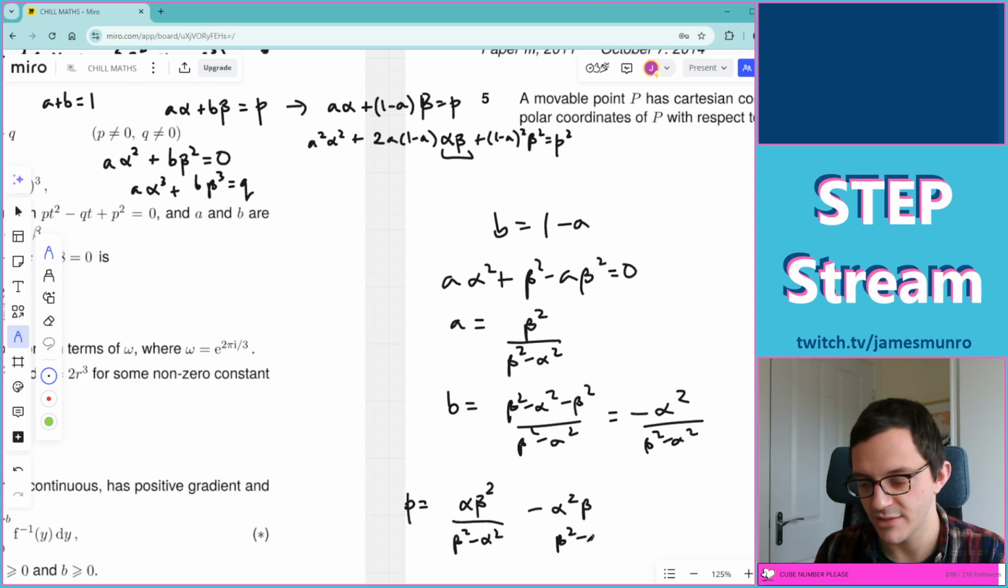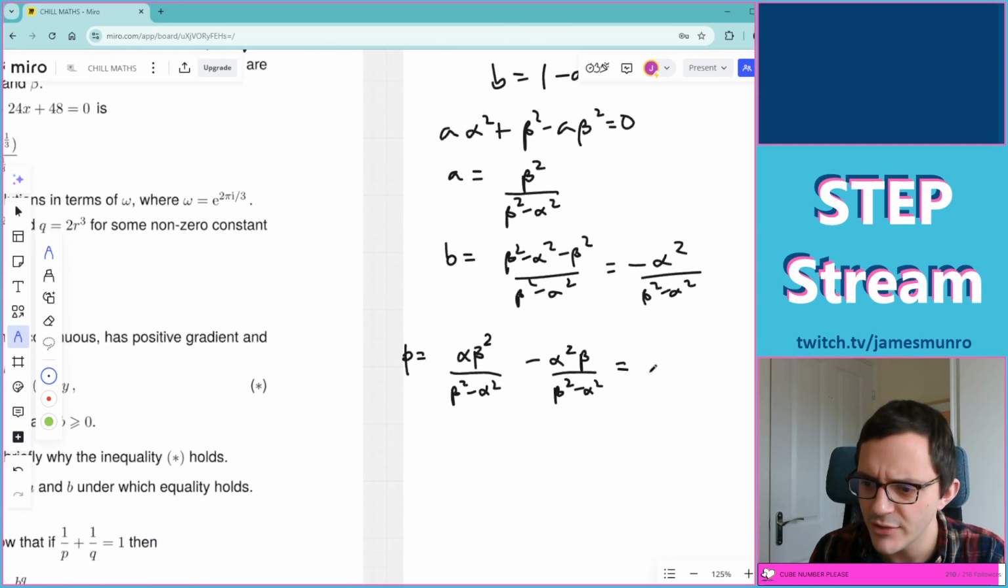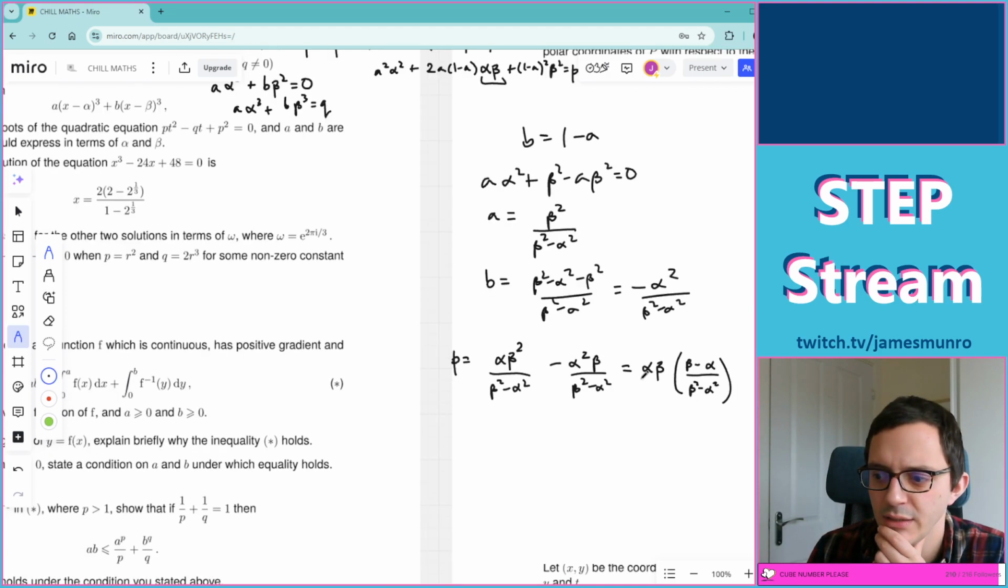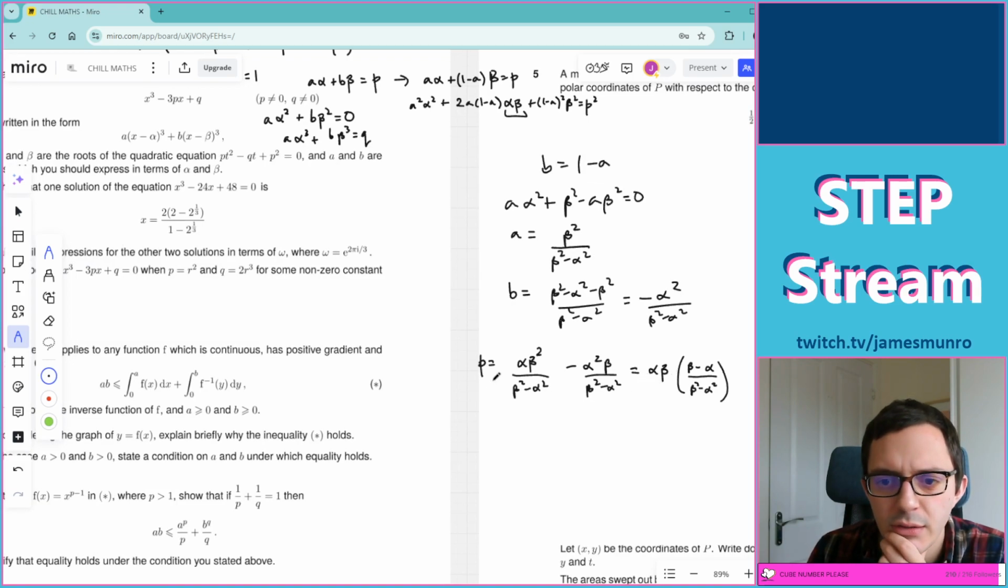Oh yeah, okay, I can see how this is going. There's a common term of alpha beta. It hasn't quite done the thing that I wanted, really. There's a common term of alpha beta, and then I've got something else to deal with, which is that I have beta minus alpha upstairs, and I have beta squared minus alpha squared downstairs. What was I hoping for? The product of the roots would be just p. And that's not quite happened because I've got this term. I can simplify that, difference of two squares.